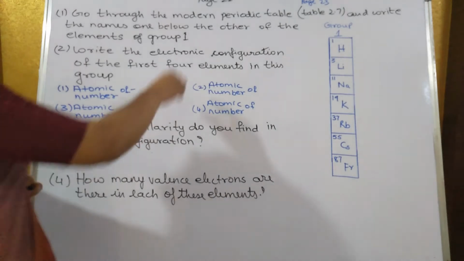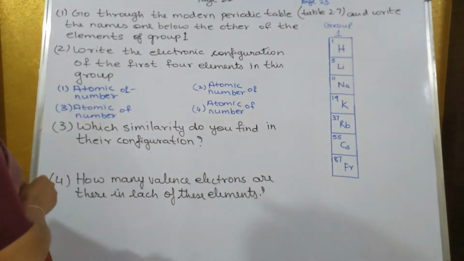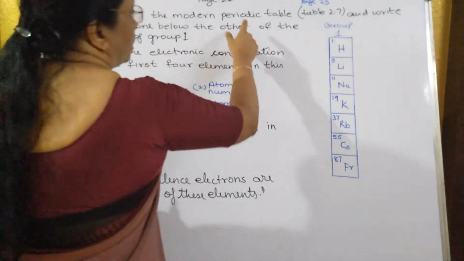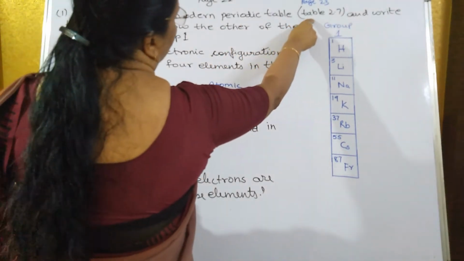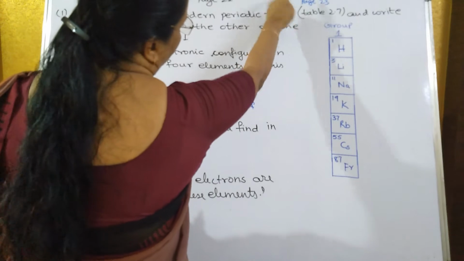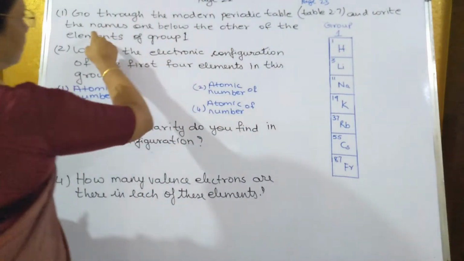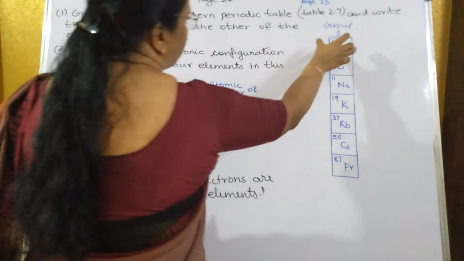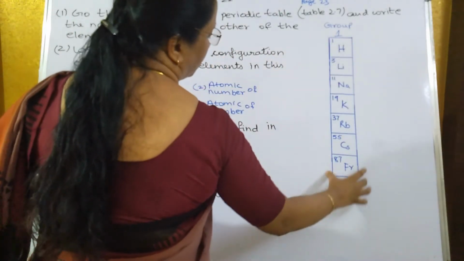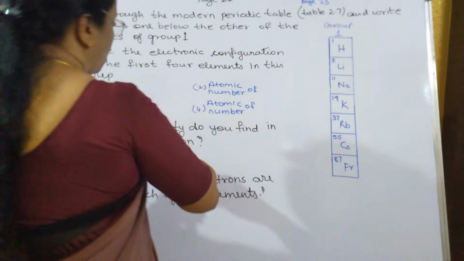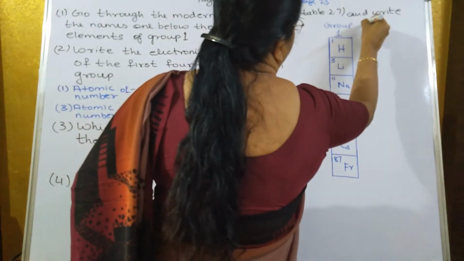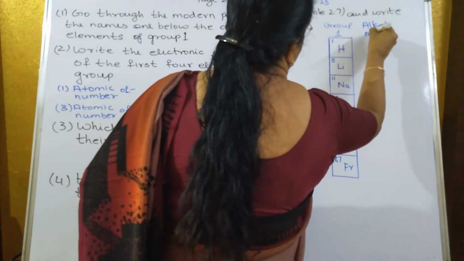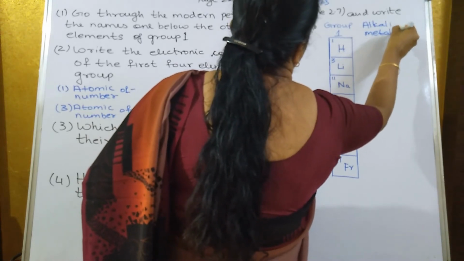Now on page number 22 there are some questions. The first question is, go through the modern periodic table. The periodic table is given, that is table number 2.7 on page 23. On the top it is given, and write the names one below the other of the elements of group 1. So I have written all the names of the elements one below the other of group 1. Group 1 is also known as alkali metals.